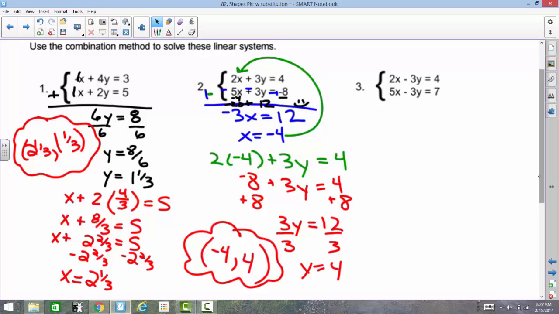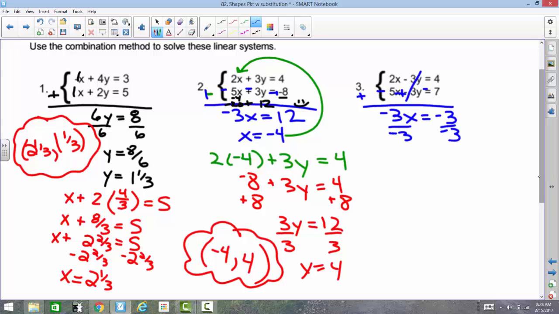Okay, so 3, you're going to subtract to eliminate, because if you add, this would give you 7x and this would give you -6y. So nothing eliminates. So you can't add. So multiply the bottom by -1, which is like subtracting, and then add. So 2x and -5x is -3x. The y's will cancel because you have a positive and a negative. And then a 4 and a -7 is a -3.